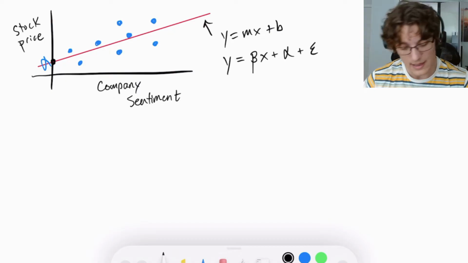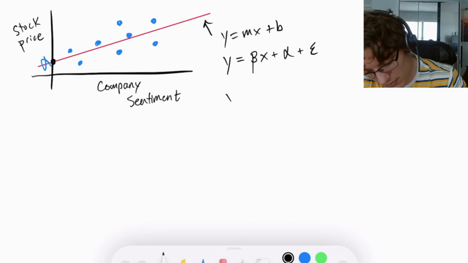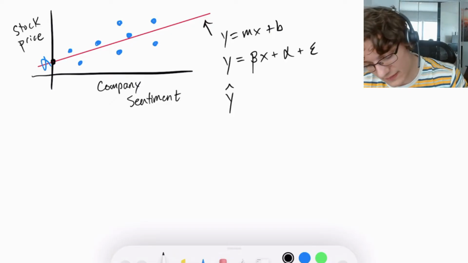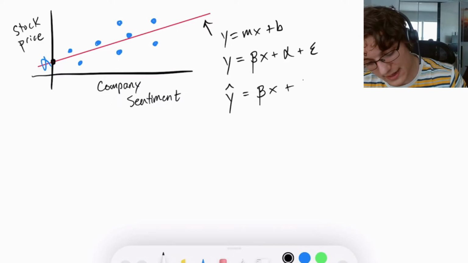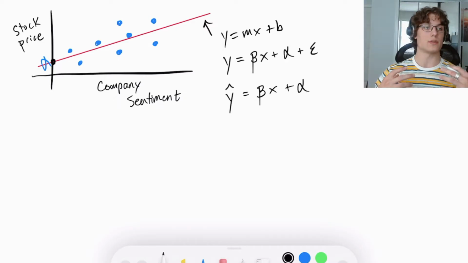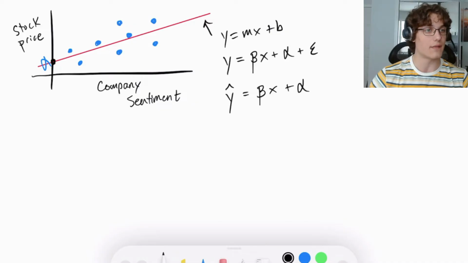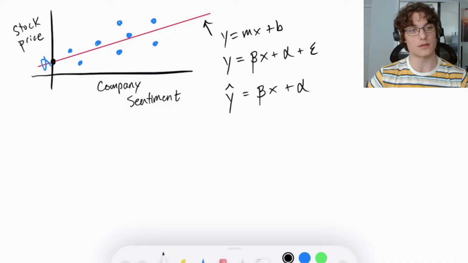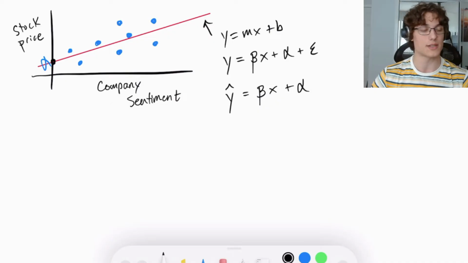Our goal is going to be to model what we are observing via a linear regression by saying y hat is equal to beta x plus alpha. So we are going to be trying to find alpha and beta to yield this line of best fit for the data, which corresponds to company sentiment and stock price as seen in this scatter chart here.